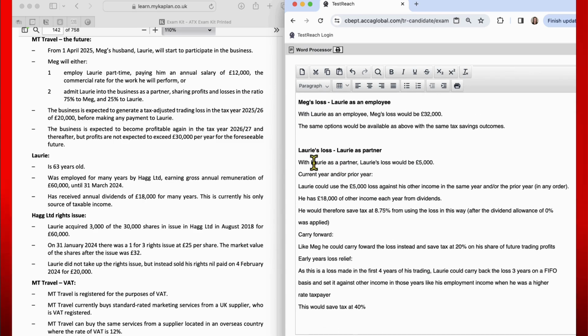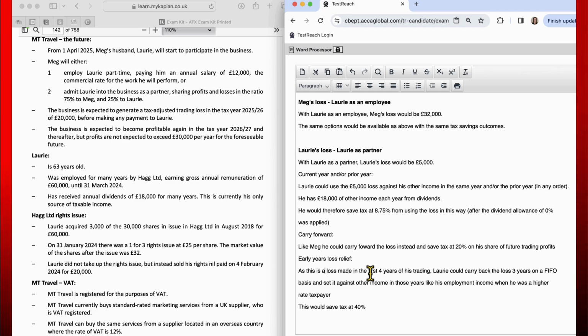Okay, so I've written out some answers here looking at the current year and prior year, the carry forward option that I was talking about, and then this early years loss relief. That's the one that's quite particular to Laurie's situation, so let's look at that in a bit more detail. Because it's a loss made in the first 4 years of his trading, Laurie could actually carry that loss back further than the normal rules. He could carry it back 3 years, but it would be on a first in, first out basis. So we go the furthest back in time, we go 3 years back from the year of the loss, and you can set that loss off against other income.